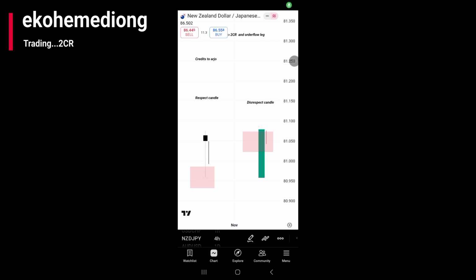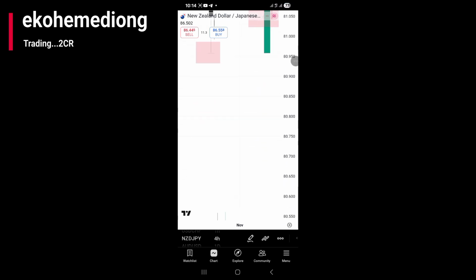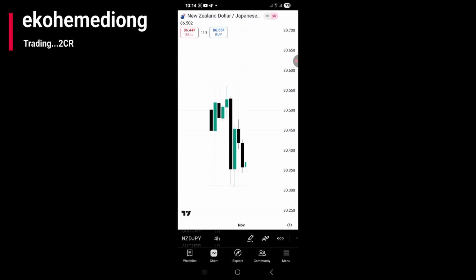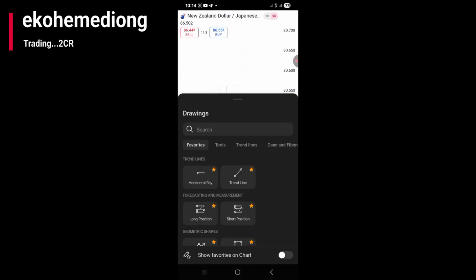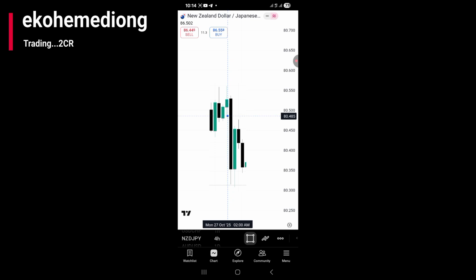Now let's go to a little example. This is what respect of a fair value gap looks like. Here you can see that we are respecting it. You see that wick? This wick is a respect. Even right here too, you can see this is a swing point.